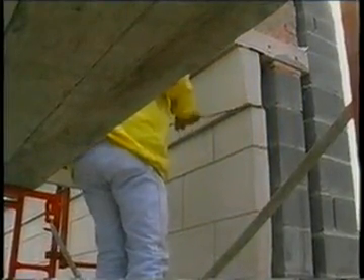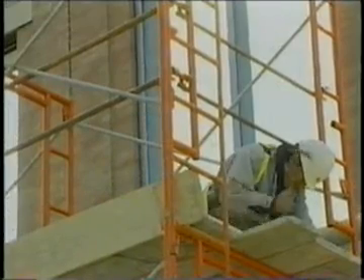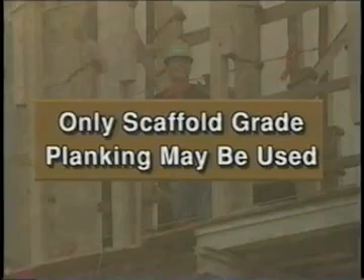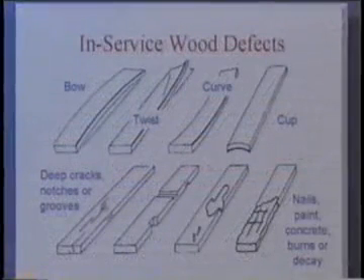As we mentioned, fatal injuries from scaffolds were most often due to planking that slipped or gave way. There are several ways of preventing this. First of all, only scaffold-grade planking may be used. Check all new planking and do not use any that have natural wood defects. Check all used planking and do not use any that have in-service wood defects.